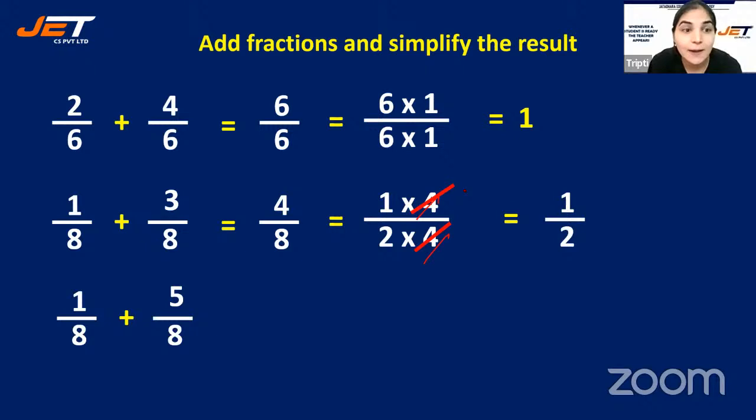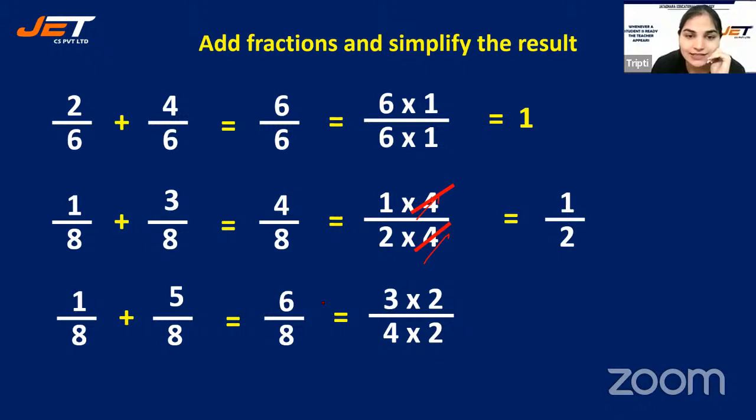Similarly, 1 by 8 plus 5 by 8 is 6 by 8. So I have simplified it. I can write 6 as 3 times 2 and 8 I can write as 4 times 2. 2 cancelled, answer is 3 by 4.